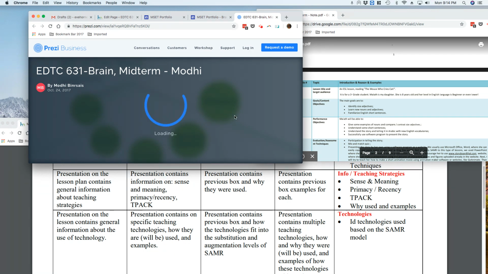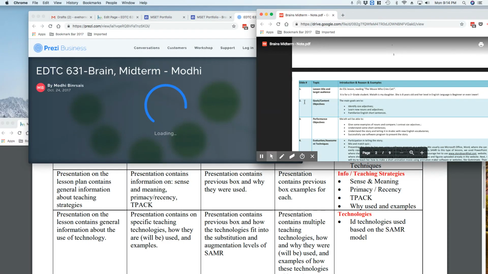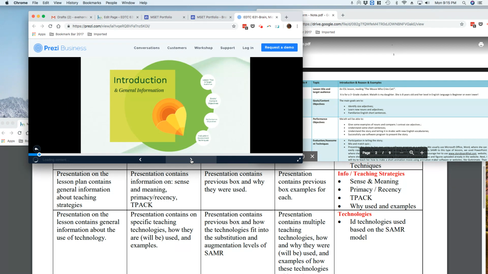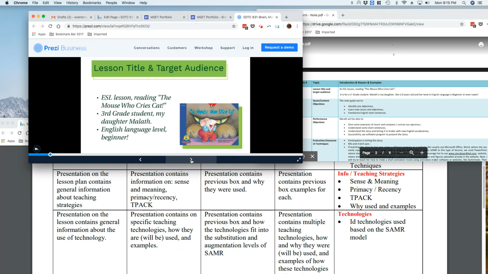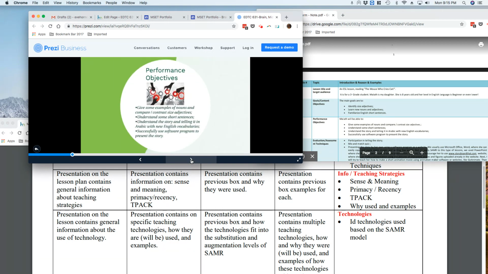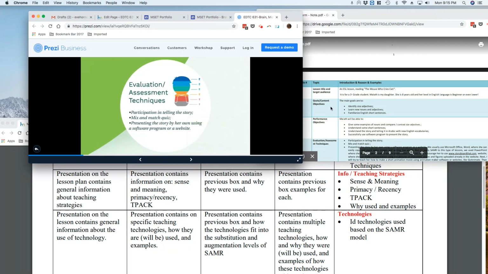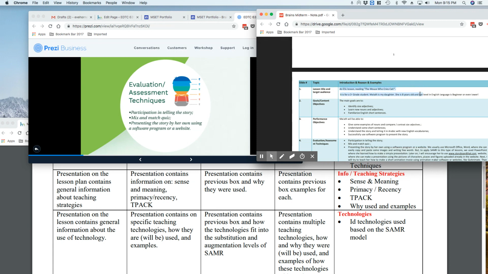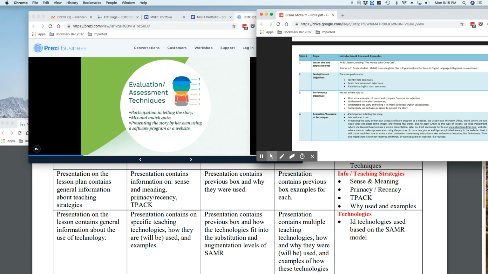Again, her content is very closely following. Here's her target audience. Here's her goals and objectives. Here's her performance objectives. Here's her evaluation and techniques. And once again, what she is saying at the very same time is exactly the content that she has listed here in her written portion. So the written portion becomes very much a script for your actual presentation. I'm going to back out of that one as an example.